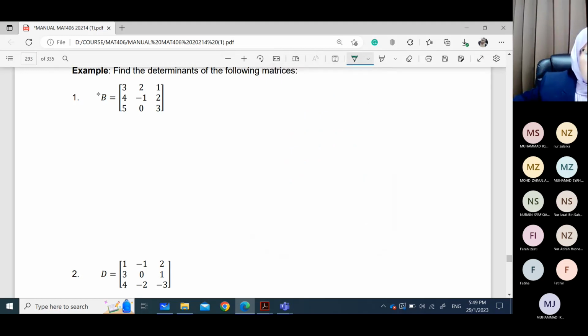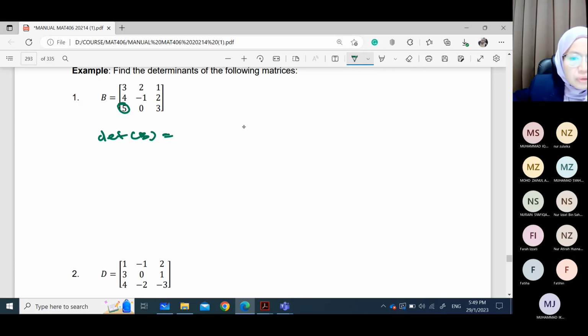Okay, so B. Kita nak cari determinant of B using cofactor. Alright. So, kita ambil biasa kalau kita ambil tips dia, kita ambil row ataupun kolom yang ada kosong. Okay, so yang ini kita ambil yang ini 0 yang ada kosong kan. Okay, so kita ambil ini 5.